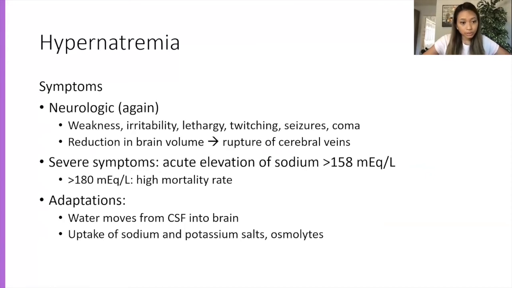Again, neurological symptoms, you know the drill with that. The reduction in brain volume can also lead to a rupture of cerebral veins. Severe symptoms occur with an acute elevation of sodium greater than 158. Greater than 180 has a very high mortality rate. The adaptations are the opposite of hyponatremia. So the brain cells uptake active osmolytes so that water will move into the brain.